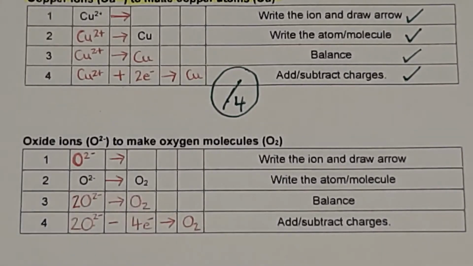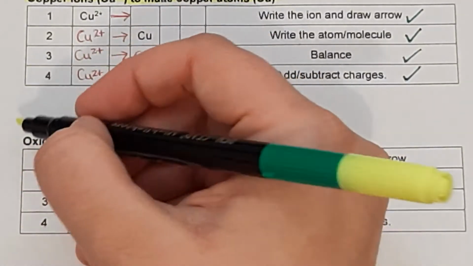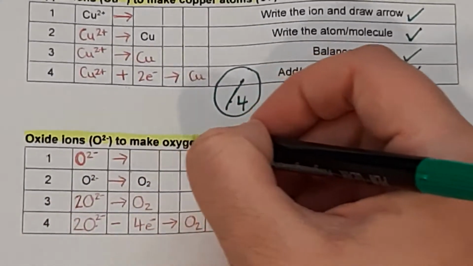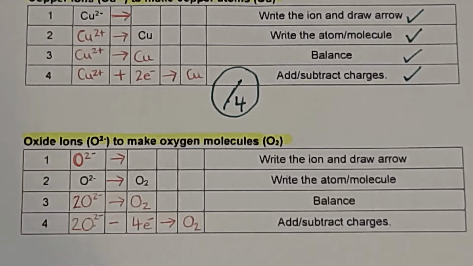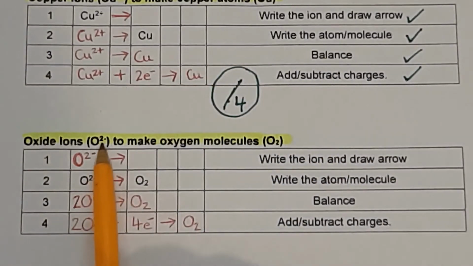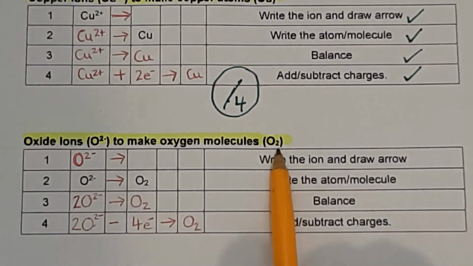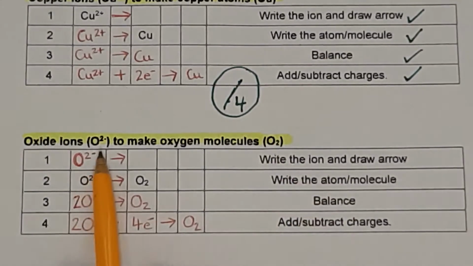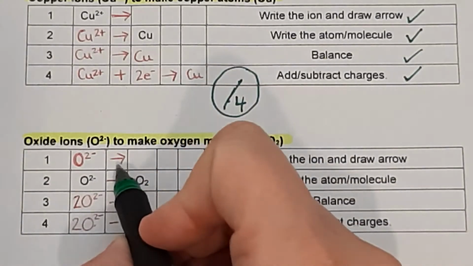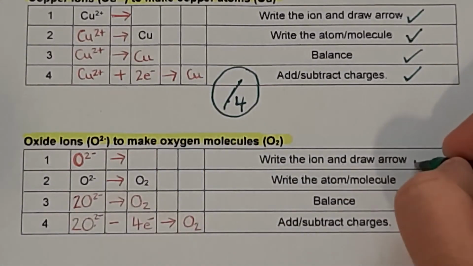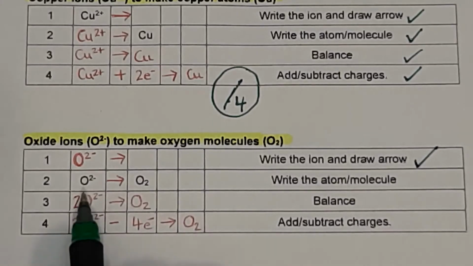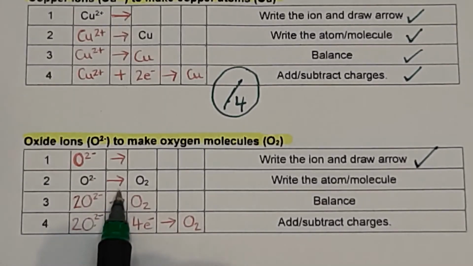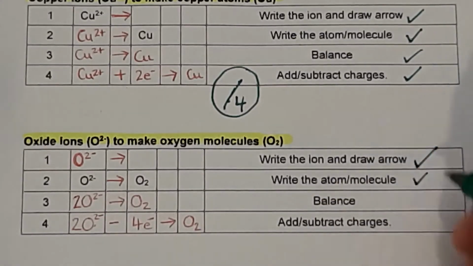Okay, so we're going to go through that one now. Oxide ions, that's O2-, to make oxygen molecules, which is O2. It's very important to notice the difference between the 2's here. This is 2- at the top as a negative charge, and this is 2 at the bottom to show that it's a diatomic molecule. This is 1 atom, this is 2. Okay, so write the ion and draw the arrow. Well, O2- is the ion, and the arrow is in there, so you do both of those, you get a mark. Write the atom or molecule, well, that's been done for us, so this time you literally get a mark for writing the arrow.